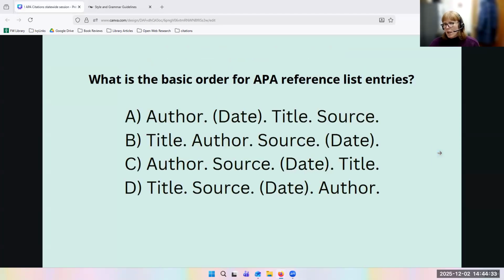One more. What is the basic order for APA reference list entries? Author, date, title, source; title, author, source, date; author, source, date, title. I hope I'm not confusing you with all these different ways. Yeah, A, you got it. It's author, date, title, source. Awesome. If you don't remember anything else, just know that that is the order of reference list entries. Okay.